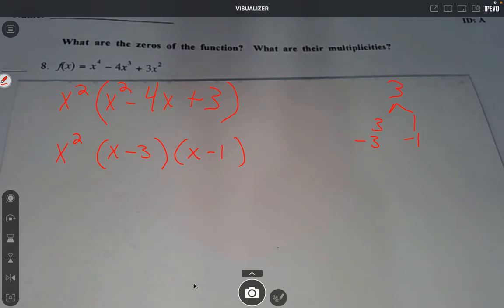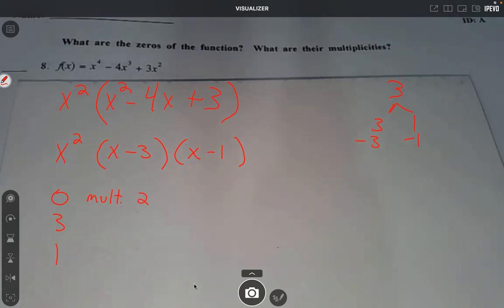I'll look at the answer choices in a second, but what are my 3 zeros? I have 3 zeros. They are 0, what's that one? 3, and 1. And now it says, what are their multiplicities? That just means how many times are they a 0? Well, for this one, how many x's are there? 2. So that's 0 with multiplicity of 2. I'm just going to abbreviate. I'm going to put multiplicity or mult 2. That's got a multiplicity of 2.